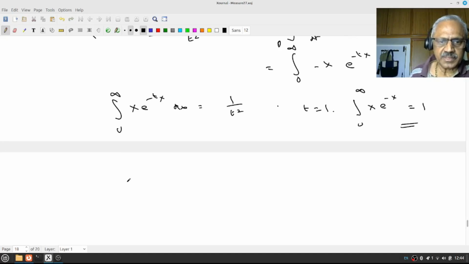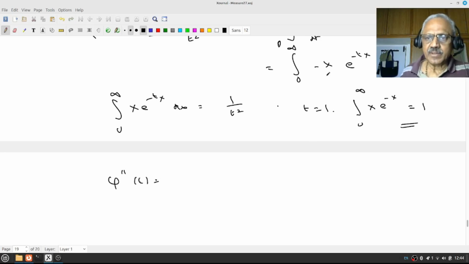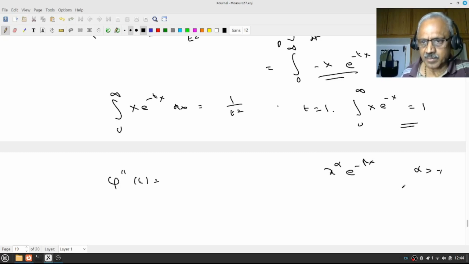So now do induction. Okay, then what will be phi double dash of t? Remember what I will have is this. This I can again, it is integrable. Therefore I can differentiate. Okay, exact. By repeating the argument, x power alpha e power minus beta x, with alpha greater than minus 1, is good enough for me, and beta positive.